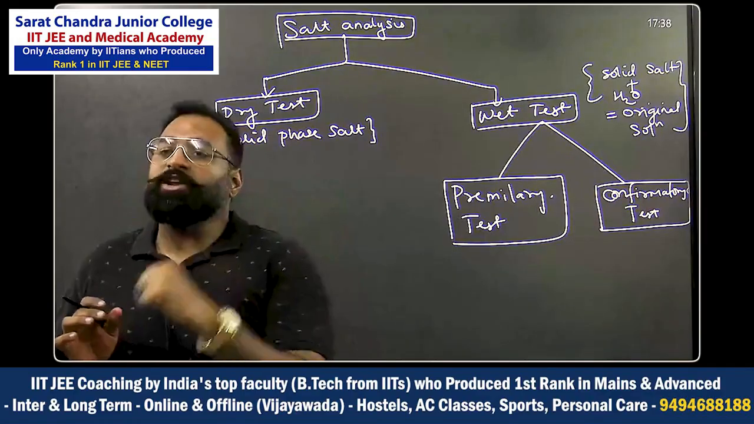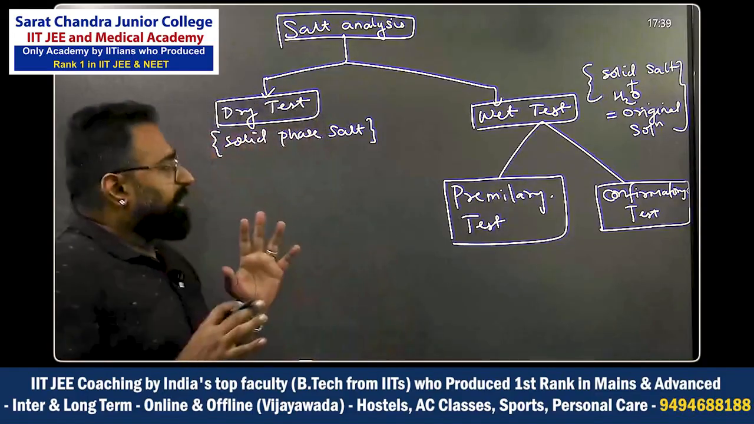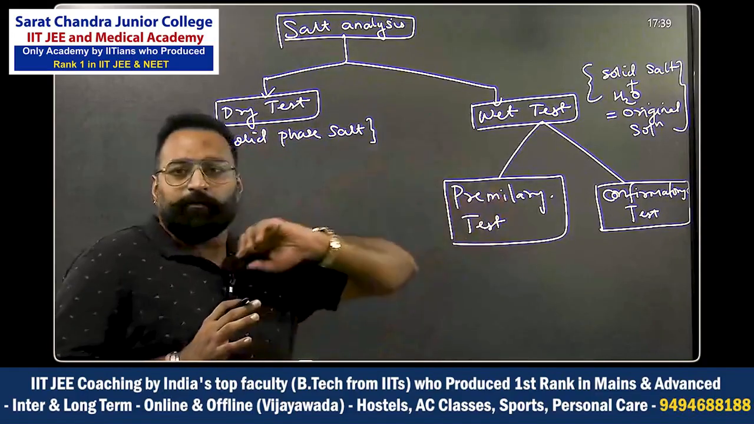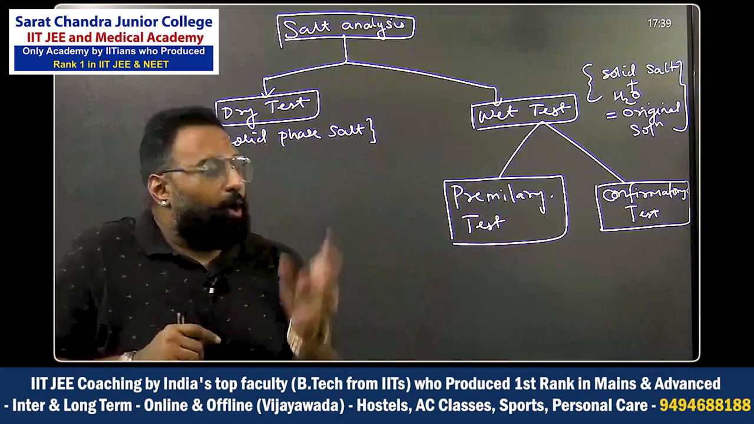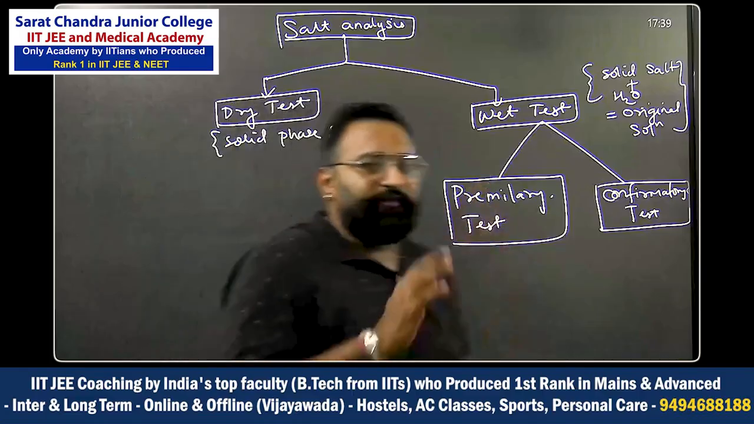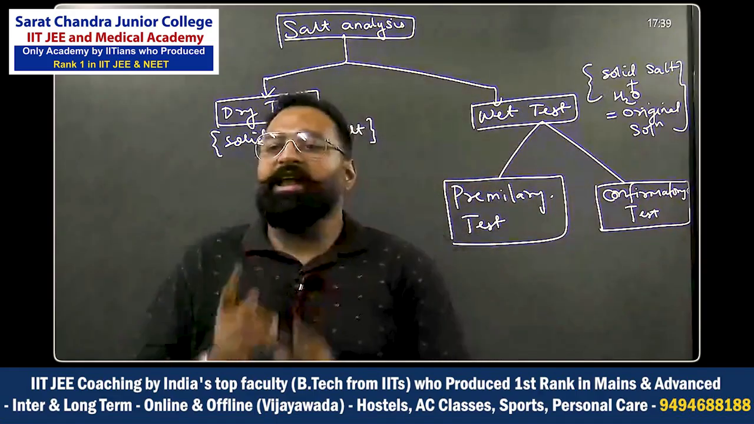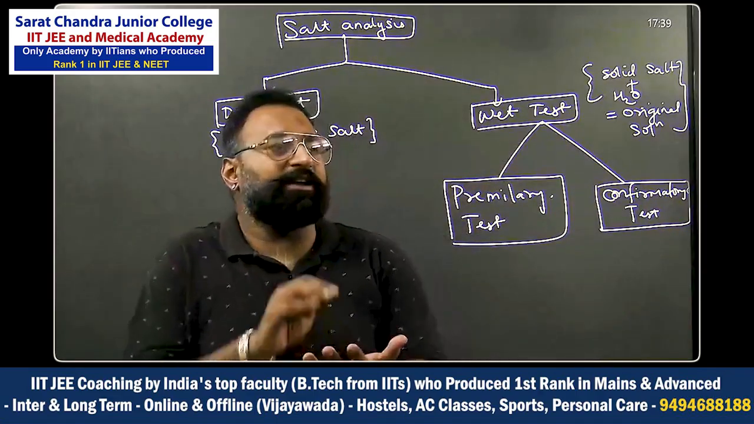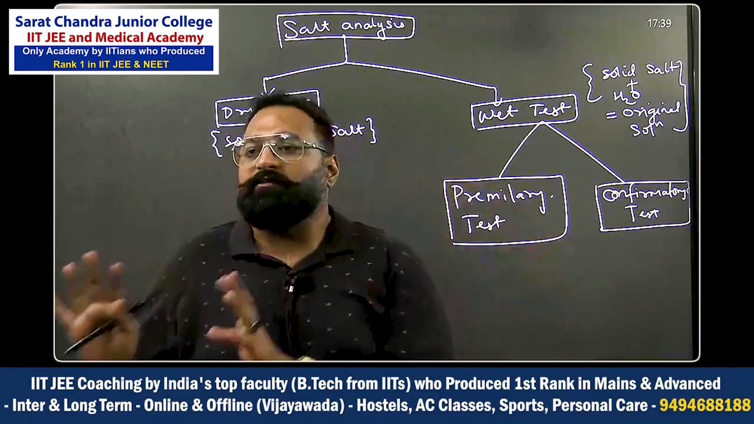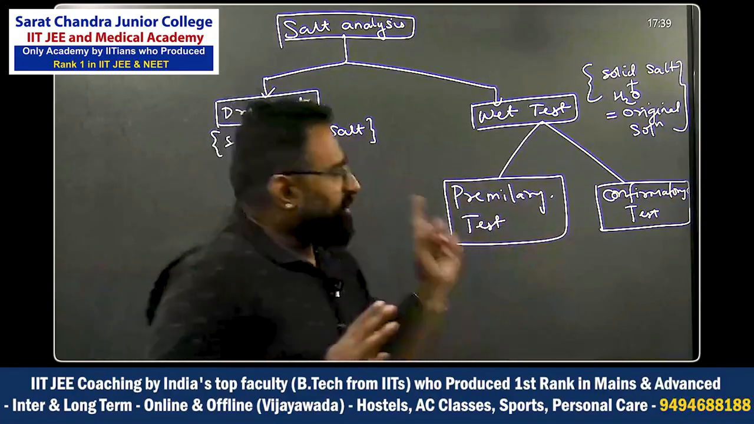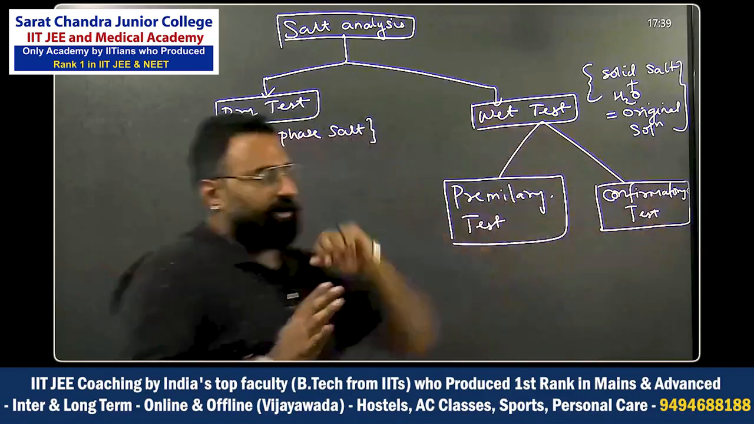But I am not very sure whether the ion is sulfate ion or not. So the initial test that I will do is the preliminary test. Whether the salt is sulfate or not, I have to check. Once I confirm that the salt is sulfate salt, then I will do the confirmatory test so that I can exactly say that sulfate is the original anion. There is no other anion other than sulfate. Okay? This is the case of wet test: preliminary test and confirmatory test.